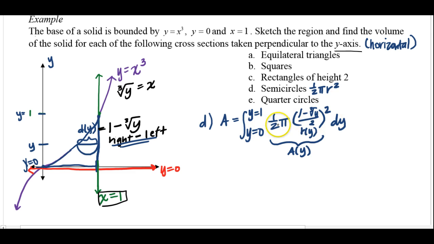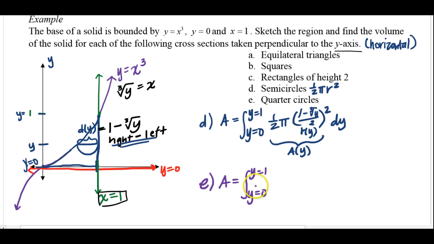So this is the integral setup for finding the volume of the 3D object with semicircles as cross sections, which is going to be slightly different than the final part, part E, that has quarter circles as my cross section. So I extend from y equals 0 to y equals 1.